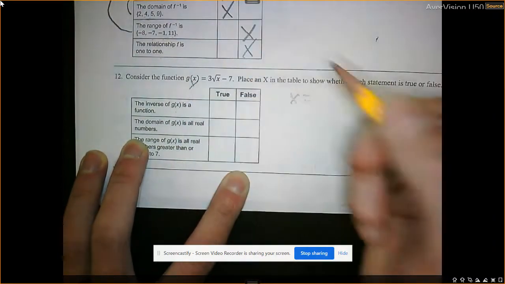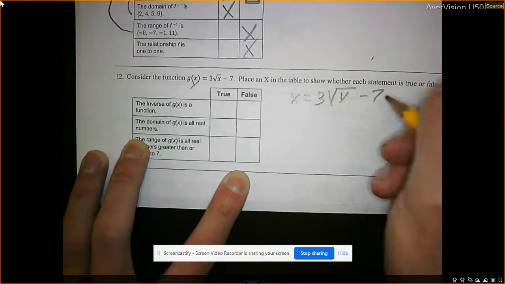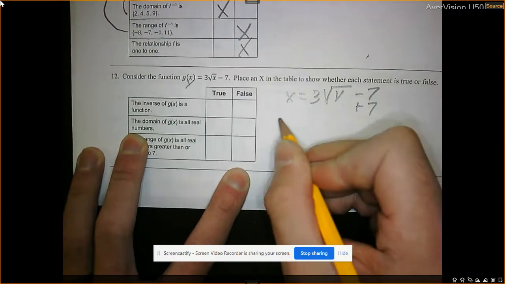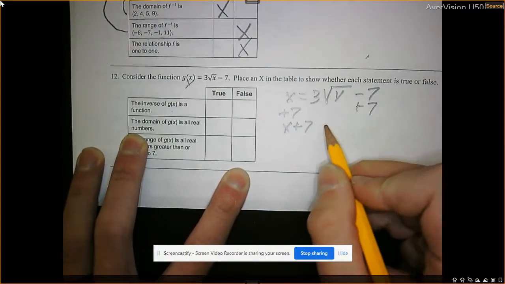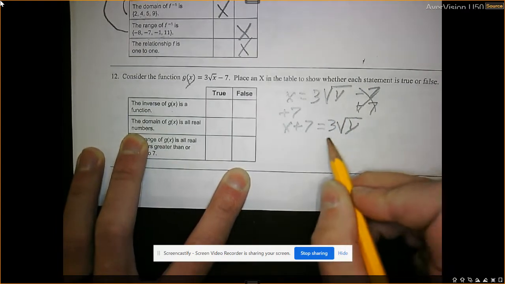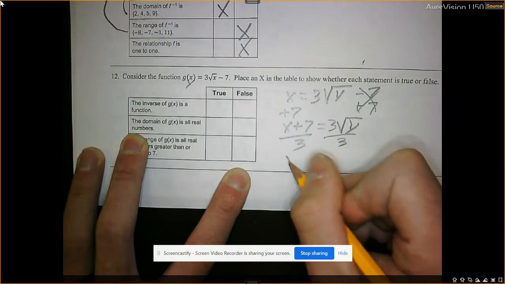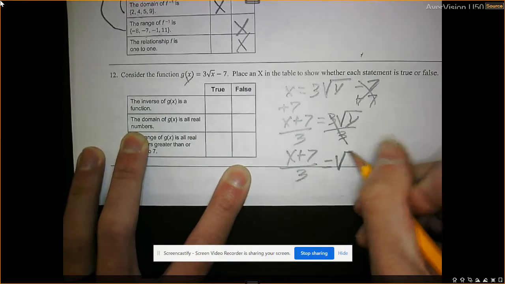What you do to start that is you just change your x and y. Remember, g of x is just your y. So you have 3 root y minus 7. I start solving by adding 7 to both sides. I get x plus 7 equals 3 root y, because these go away. Then I divide both sides by 3, so I get x plus 7 divided by 3 equals, well, these cancel now, so it's just root y.